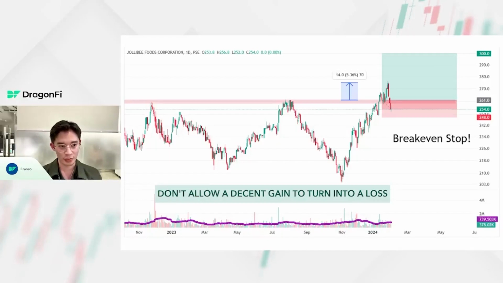But when you do other types of trade, for example, buy at support or another breakout trade, you normally want a decent gain. So around 10 to 15% is okay. It's a decent enough gain for you to move your stop loss to break even.